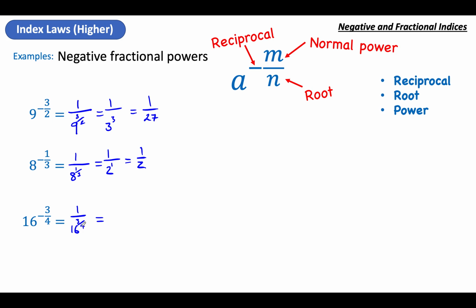Right, the bottom number is a 4. So I want the 4th root of 16. Now you could use a calculator for this or recognize that it's one of the powers of 2. All right, and this is the 4th power of 2. So the 4th root of 16 is 2, which leaves us with the top power of 3.